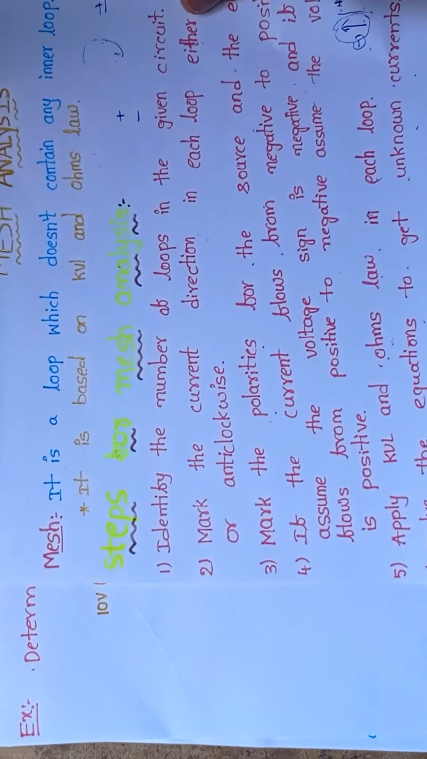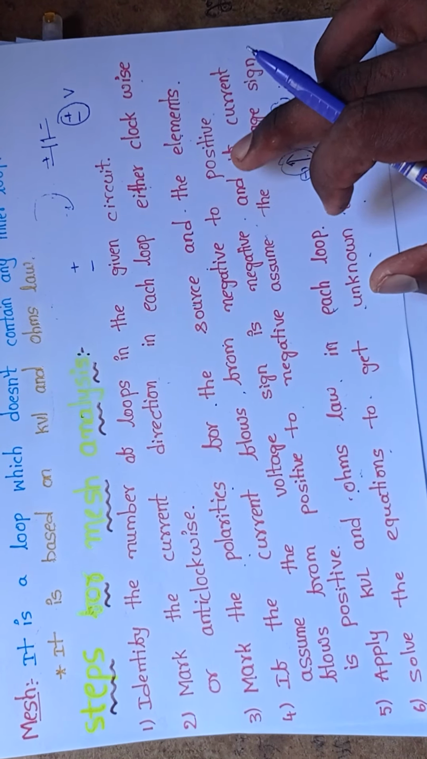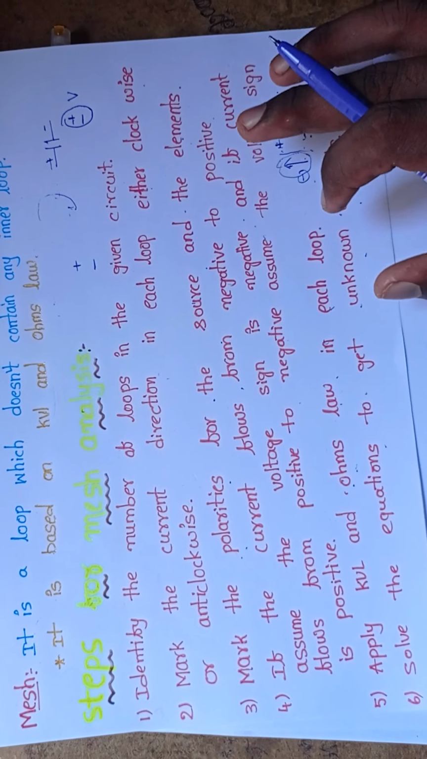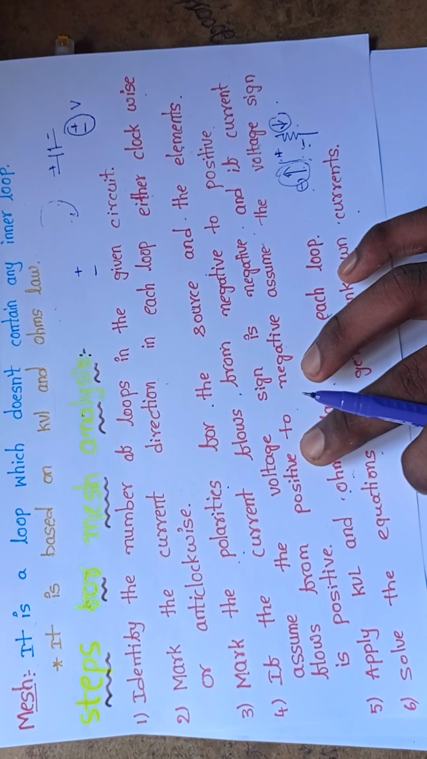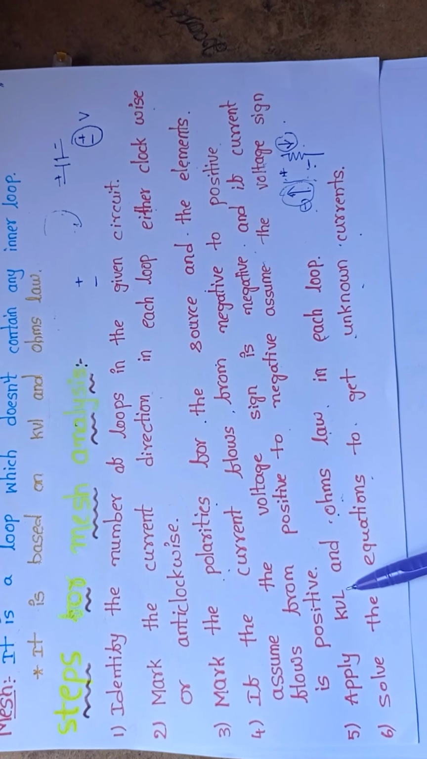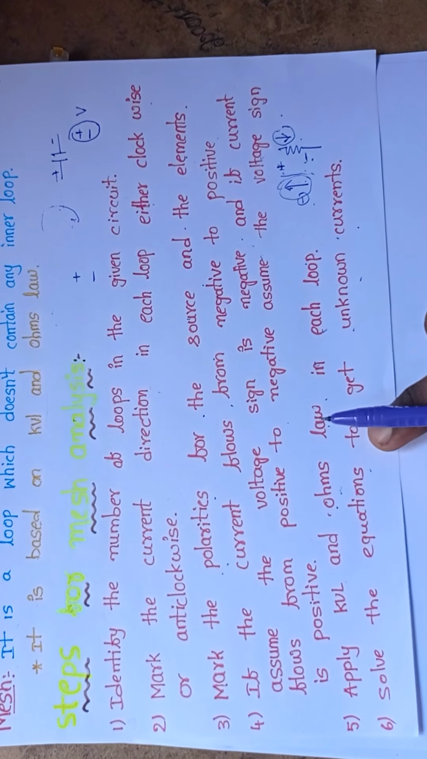Next, the fourth step: if the current flows from negative to positive, assume the voltage sign is negative, and if the current flows from positive to negative, assume the voltage sign is positive. This step is useful in the fifth step, so we use it in solving KVL and Ohm's law. Next, the fifth step: apply KVL and Ohm's law in each loop. Solve the equations to get the unknown currents.